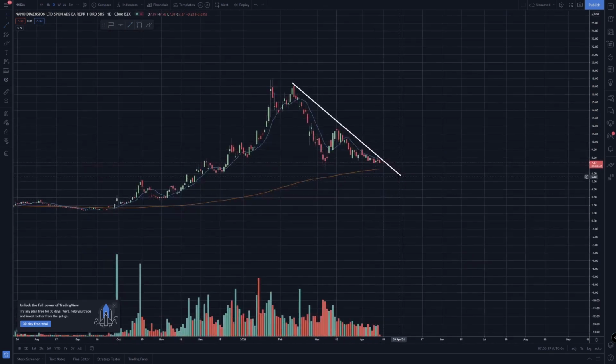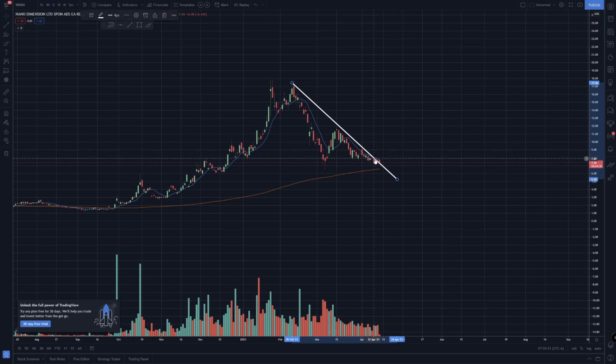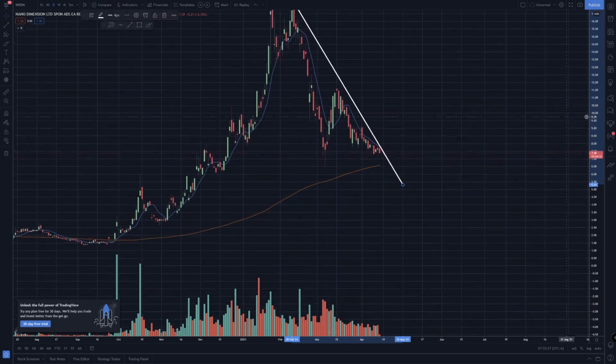It did kind of look like we were breaking out of it a little bit, but it looks like we got kind of pushed back into it. So let's realign where the trend is, and then we'll keep an eye on this trend. And once we can break this, then we can start getting bullish again.